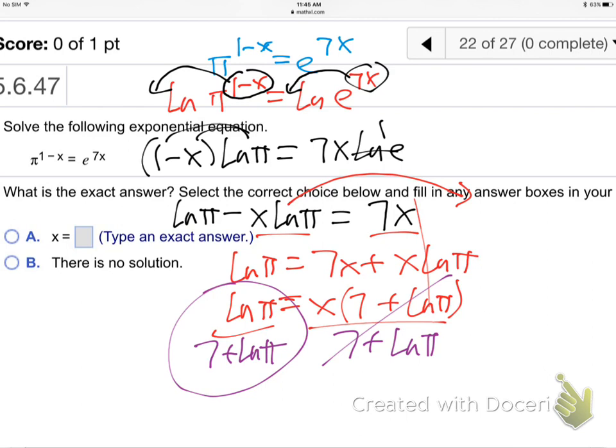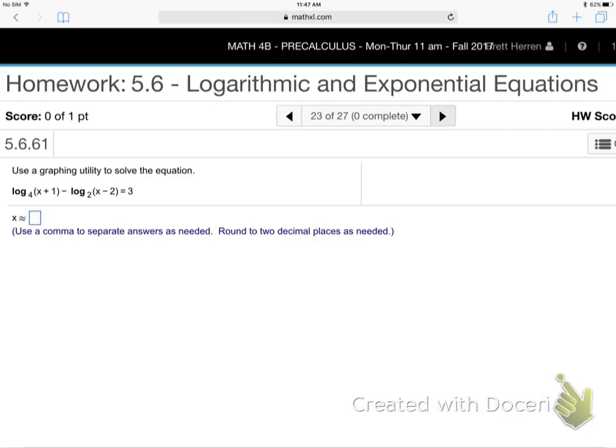Is that good? You should jump to 27, so you don't miss it. See how they're saying graphing utility? Just use your graphing calculator. Why? Because they're different bases. We can't do different bases with our formulas, so we have to use the graphing calculator.